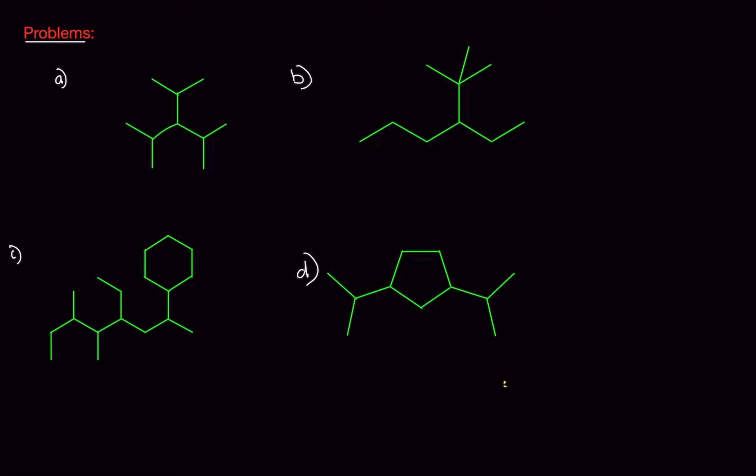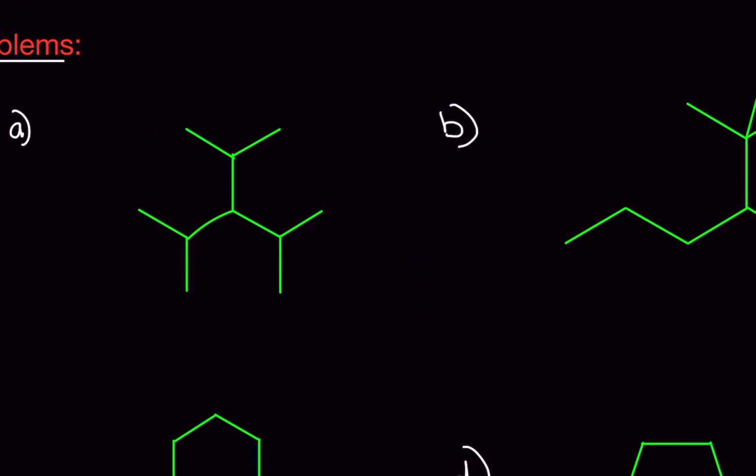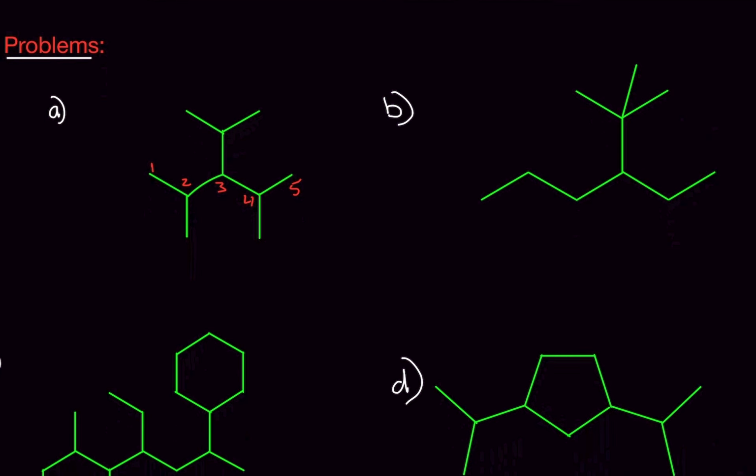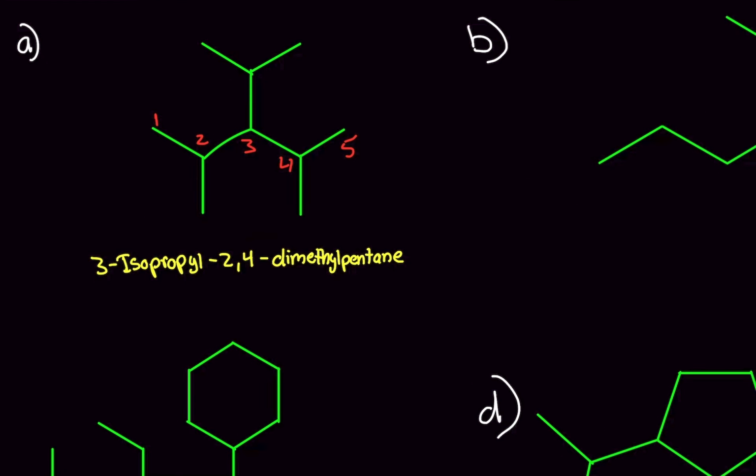Here are some practice problems. Name the compound. Okay, so the first thing you do is identify the parent chain. What's the longest carbon chain here? It is 1, 2, 3, 4, 5. You can do this actually multiple ways, but this is the correct way here. And this is called 3-isopropyl-2,4-dimethylpentane.